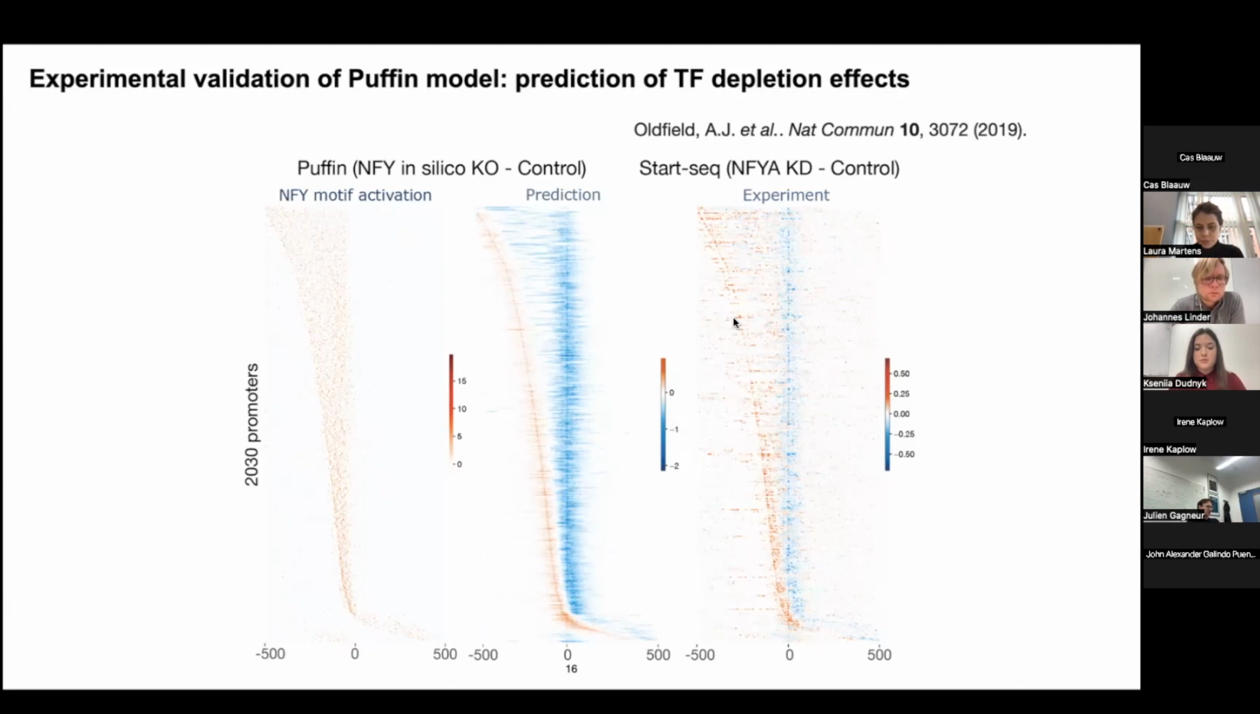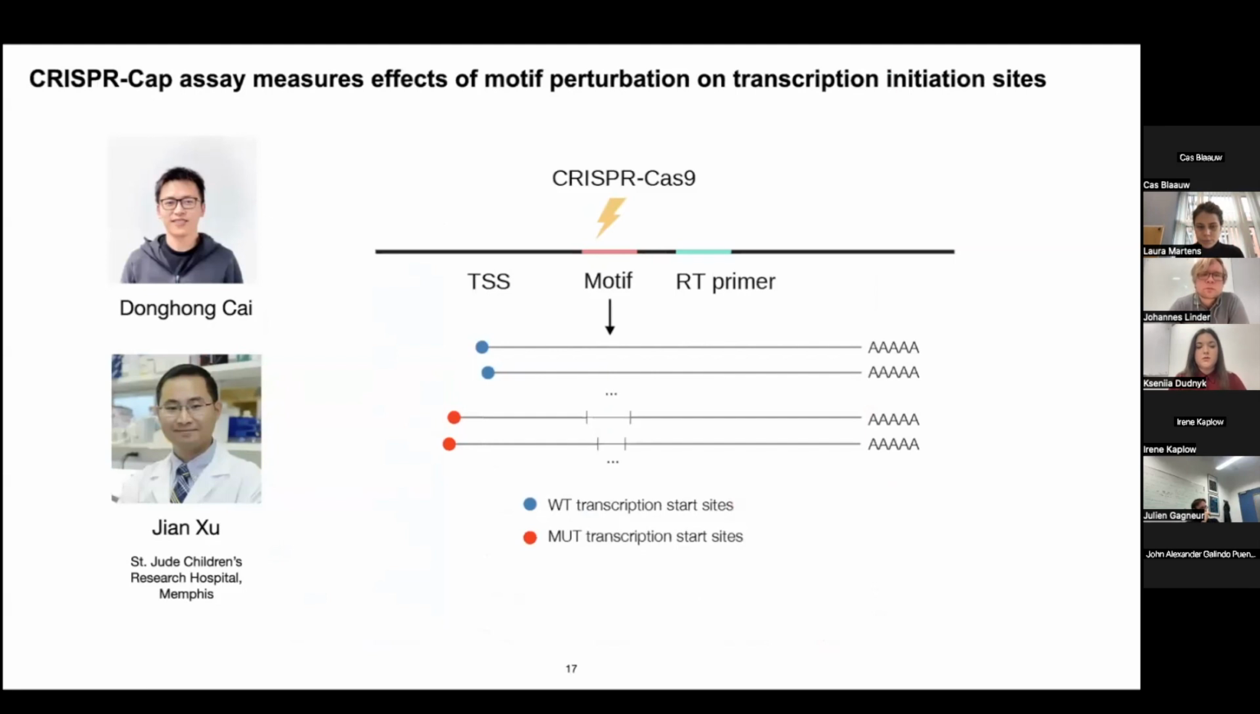Sometimes they're not in human cell lines, and often they don't measure base pair resolution transcription initiation. They measure just the expression value. We still can use these data sets, but it's not exactly what Puffin is doing. That's why we wanted to develop a new assay that we can use to specifically validate Puffin effect curves. And this is an assay that was developed by Dudnyk.